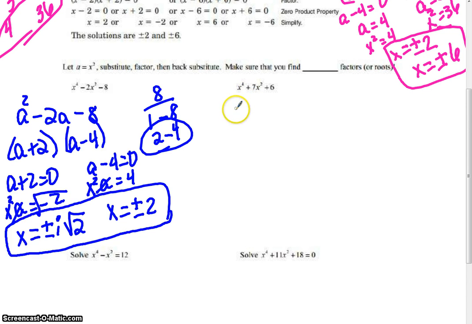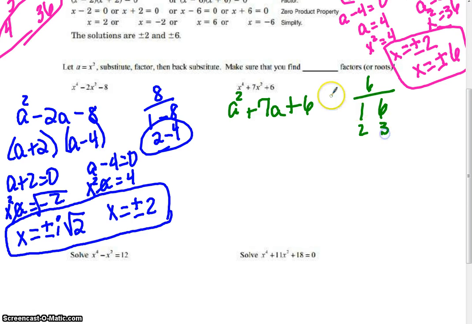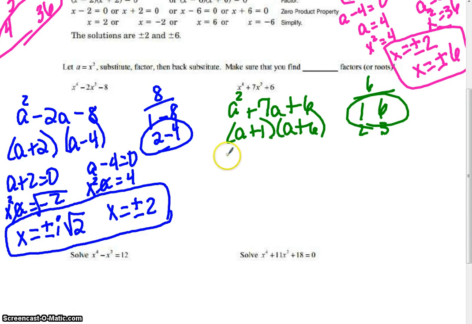So rewrite, and so this becomes a squared plus 7a plus 6. Find the factors of 6, 1 and 6, 2 and 3. Signs are the same and they're all positive, and they've got to equal 7. So this is actually a plus 1 and a plus 6. So this means that x squared plus 1 is equal to 0, and x squared plus 6 is equal to 0.